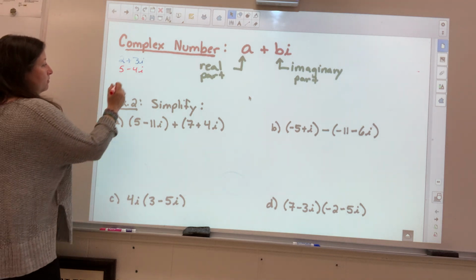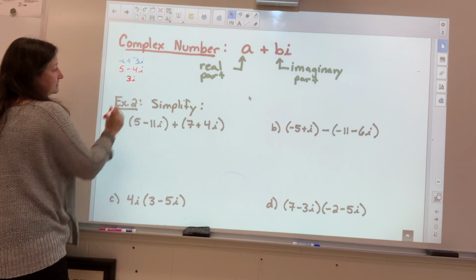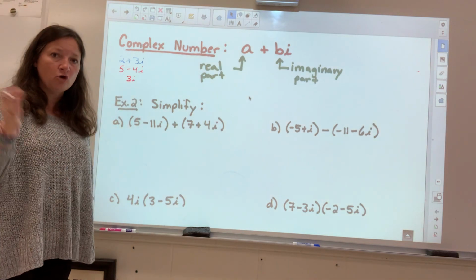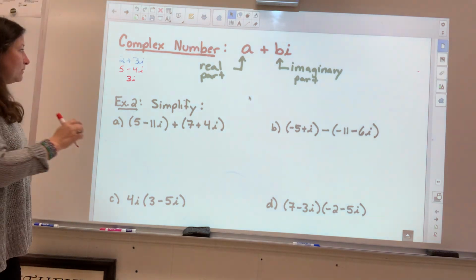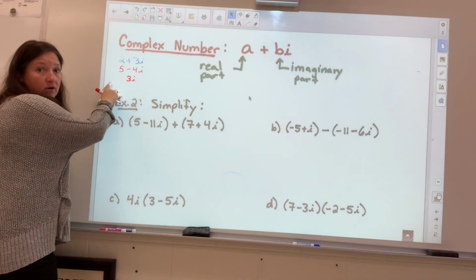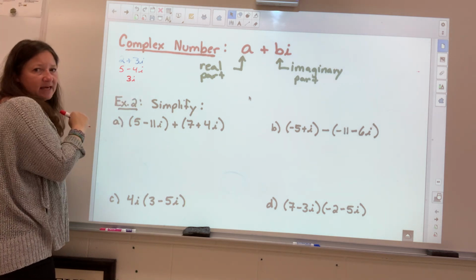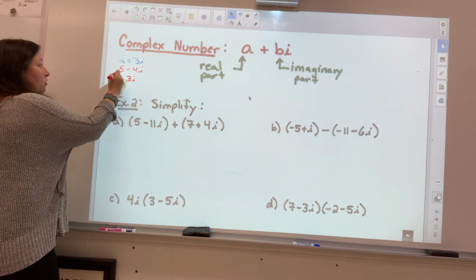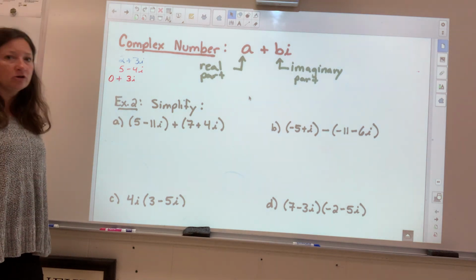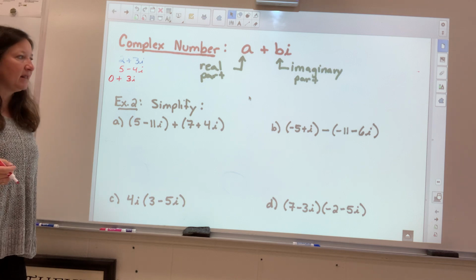A lot of people, if I give you 3i and ask, can this be turned into a complex number? You say, no, it's just imaginary. There's no real part. But what can we add to this imaginary part that would be real, but not change the value in it? 0. 0 plus 3i makes a complex number. So we can turn imaginary numbers into complex.